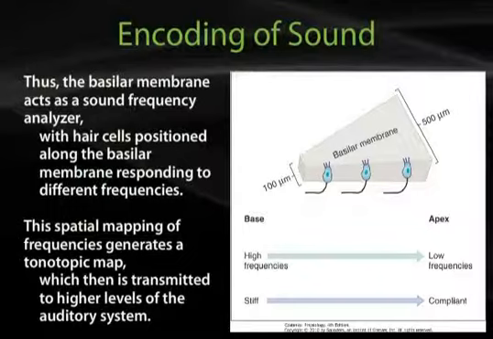Thus, the basilar membrane acts as a sound frequency analyzer, with hair cells positioned along the basilar membrane responding to different frequencies. This spatial mapping of frequencies generates a tonotopic map, which is then transmitted to higher levels of the auditory system.